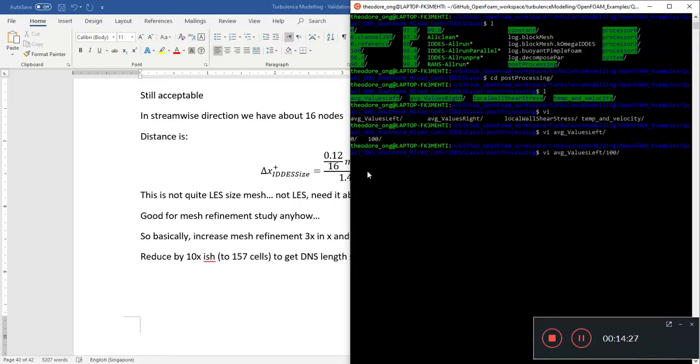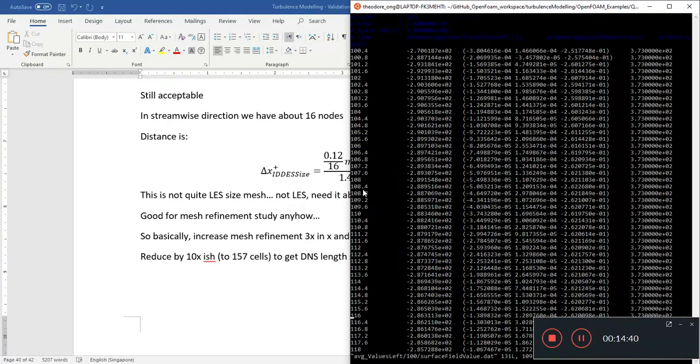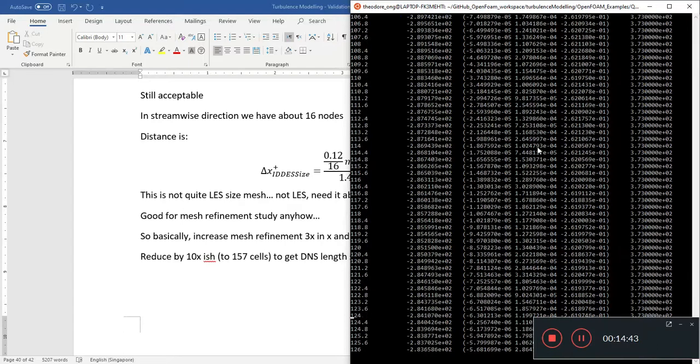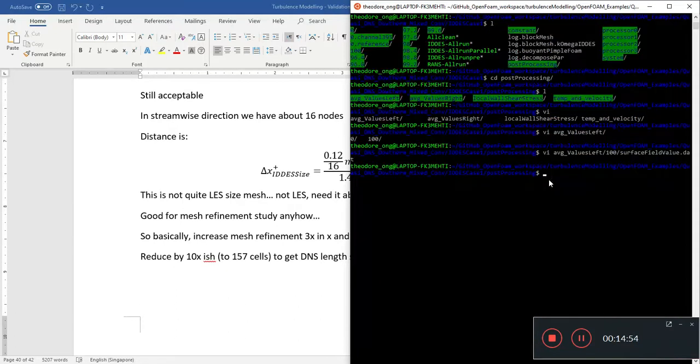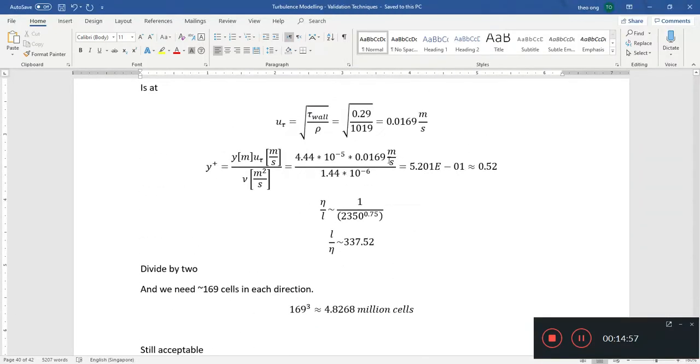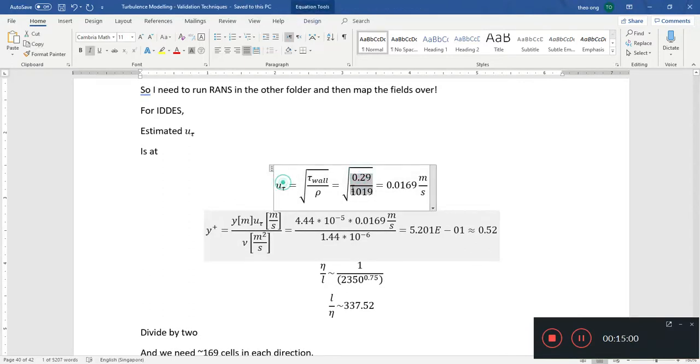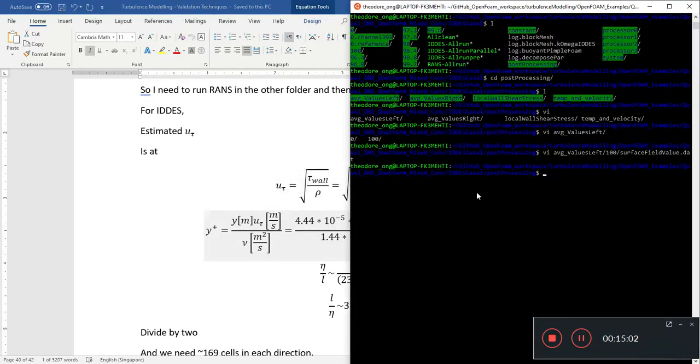Okay, so for the first 100 seconds I ran a RANS simulation, then I mapped the results over to IDDES and ran it, but next time I'll show you how. Now I'll just tell you some of the values first. The typical values here are about 2.61 times 10 to the minus 1, or 0.26, which is slightly lower than this. And this is for opposing mixed convection.